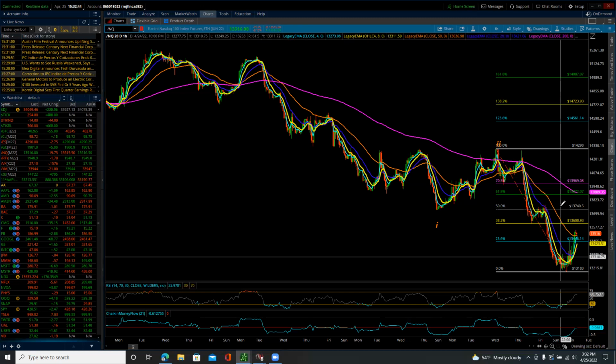Anyway, for tomorrow, allow for this move, 13,609, and then we have 13,740, 13,872, 13,970. That's as far as I would go right now. And I am looking for the downside in the form of a wave 3 to resume.